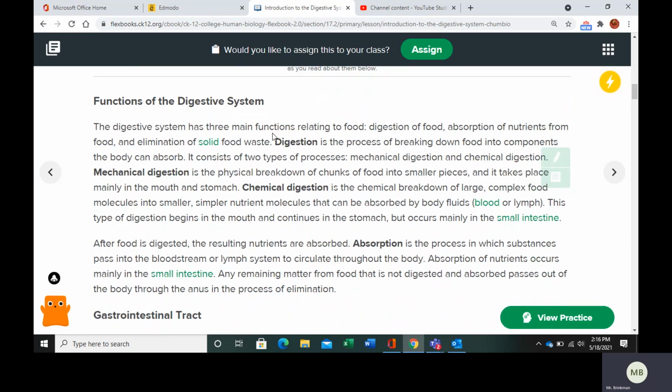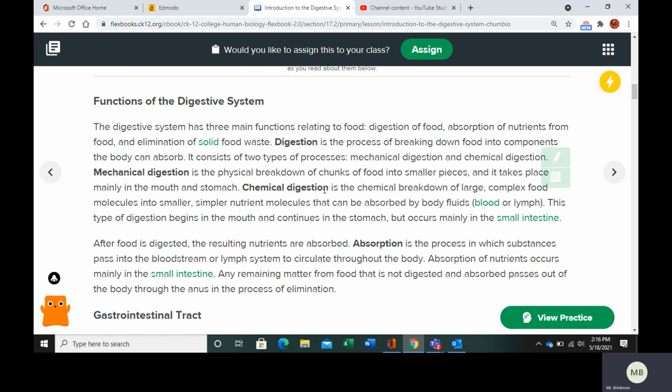So, the digestive system has three main functions: digestion, absorption, and elimination. Digestion is the process of breaking down food into components that the body can absorb. There are two types of digestion: mechanical digestion and chemical digestion. Mechanical digestion is the physical breakdown of chunks of food into smaller pieces. This mostly happens in the mouth and the stomach.